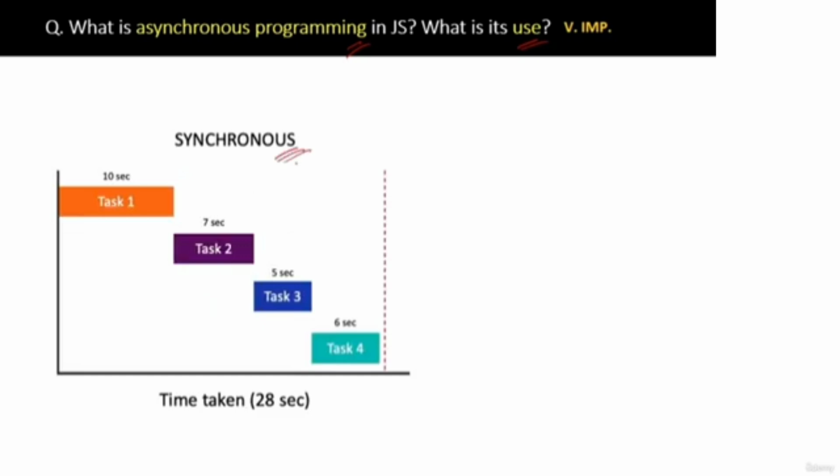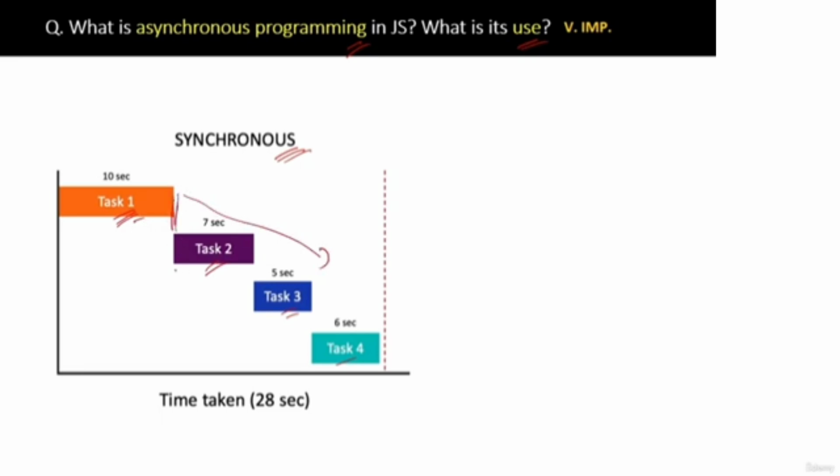What is asynchronous programming in JavaScript? What is its use? Very good question and very popular. Before asynchronous programming, we need to know what synchronous programming is. Suppose you have 4 functions or tasks like this in your project. Then in synchronous programming, they will execute in sequence. Here, task 2 will only start once task 1 is finished.